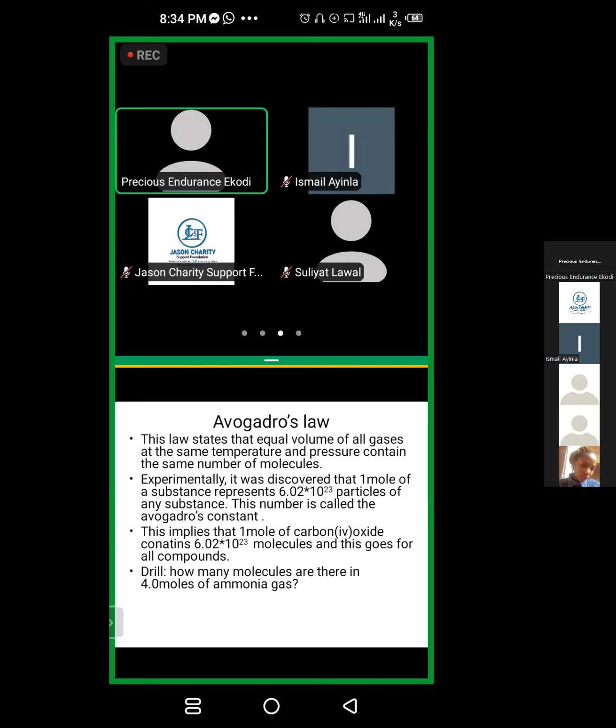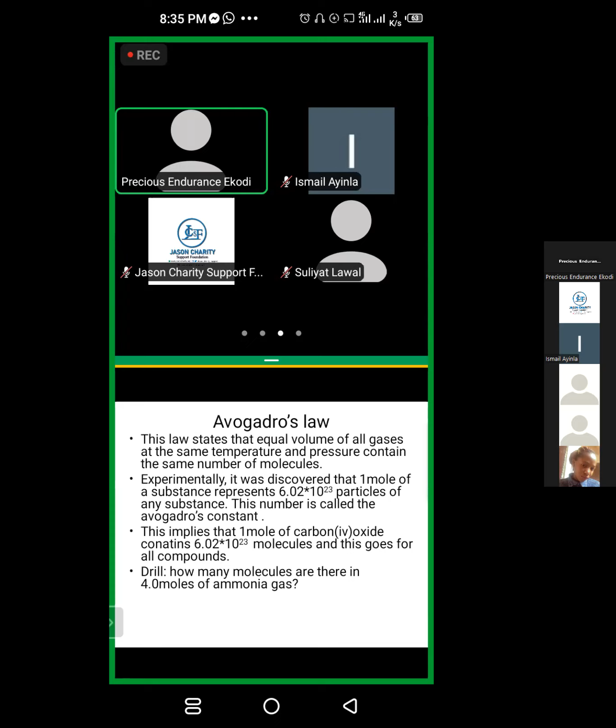Let's look at this drill below. It says, how many molecules are there in 4.0 moles of ammonia gas? How many molecules are there in 4.0 moles of ammonia gas? Please, can we try it? Can anybody quickly try it for us? That's our drill for today.